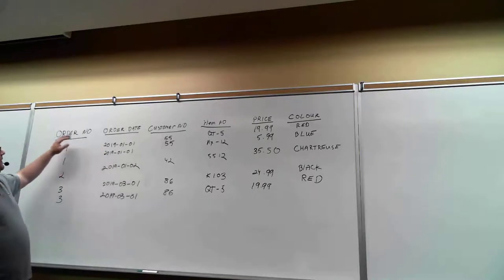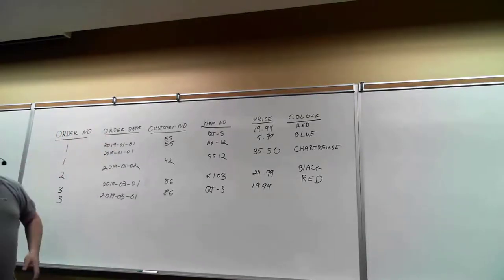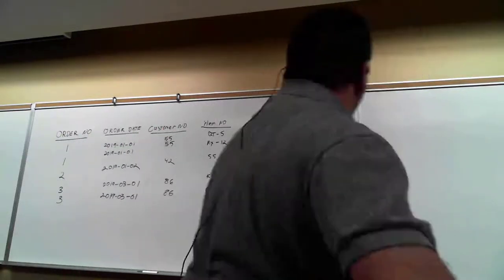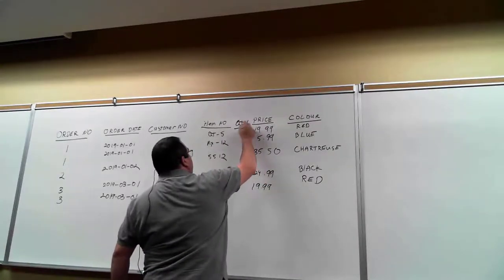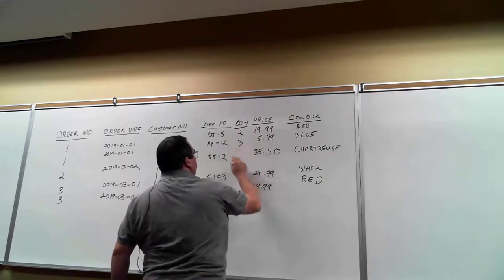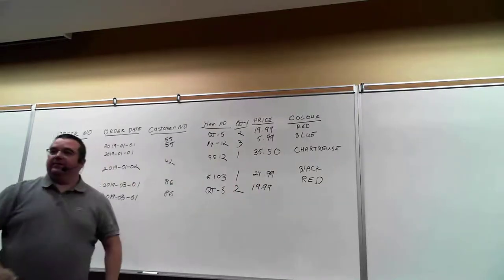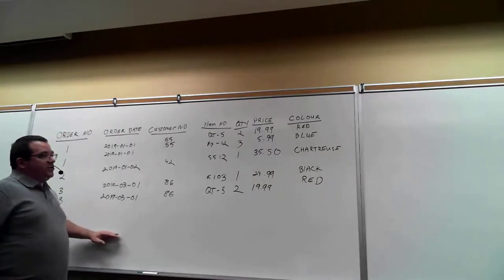And in here, we have a structure that has order number, order date, customer number, item number, price, and color. And I actually missed a column. Darn. Forgot quantity. There. Now there's quantity. So this is the basic data structure I have.